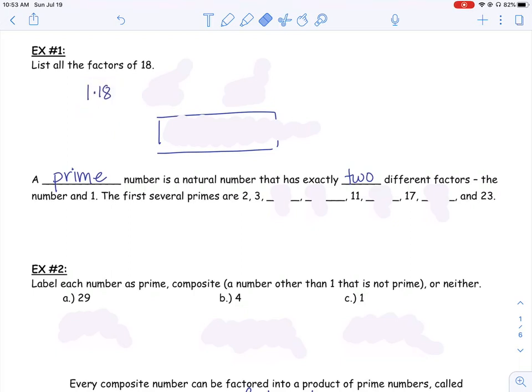I came up with 1 and 18. 1 times 18 is 18. 2 and 9. 2 times 9 is 18. And I also came up with 3 and 6. 3 times 6 is 18. I think those are the only other numbers that multiply to 18. So our factors would be 1, 2, 3, 6, 9, and 18. Those are all of the factors of 18.